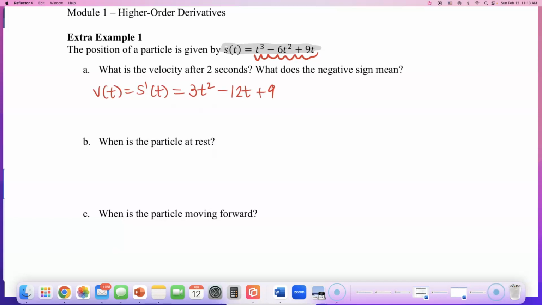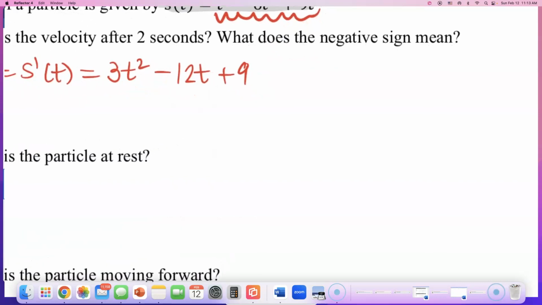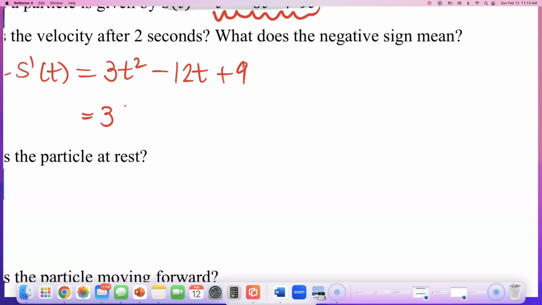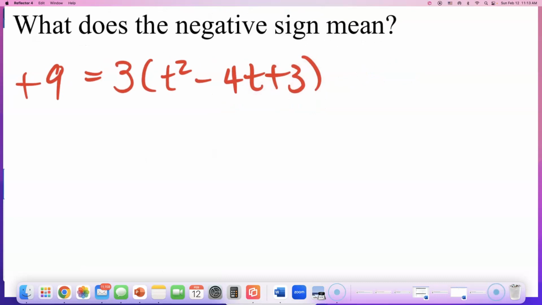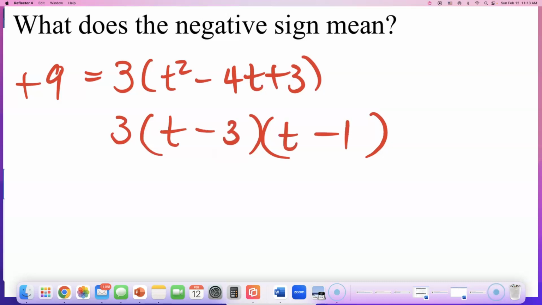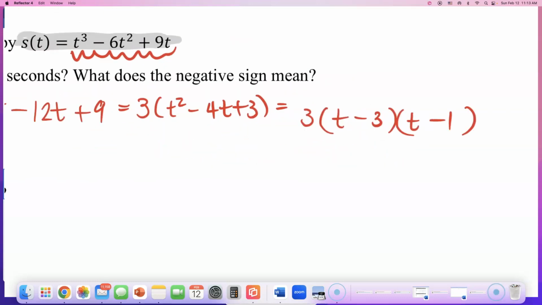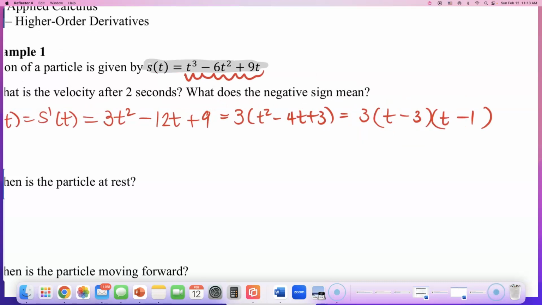We don't have to factor this, but I notice that all of these are divisible by 3. So I'll factor out the 3, and that will give me this. And I'm looking at it, and that can be factored even further, right? We can write this trinomial as t minus 3 times t minus 1. They never asked, but it factors very nicely, so I went ahead and factored it. But if you stop over here, that's still correct. This is just factored out.